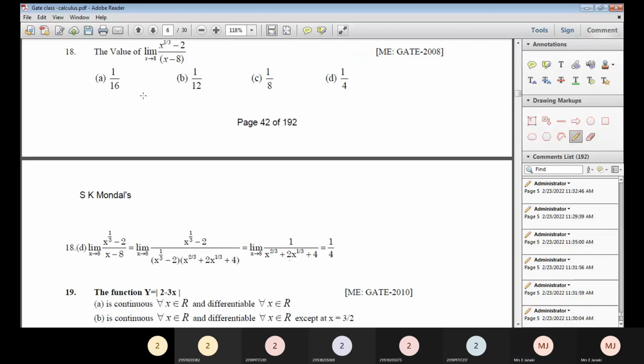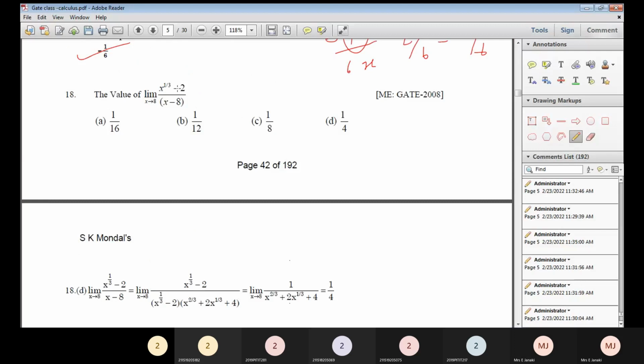Here, if you are substituting directly 8, what will you get? After substituting the limit x tends to 8, the term becomes 8 power 1 by 3 minus 2 by 8 minus 8, which is 0. Clearly the denominator term is 0. What about the numerator? The 8 can be written as 2 power 3.